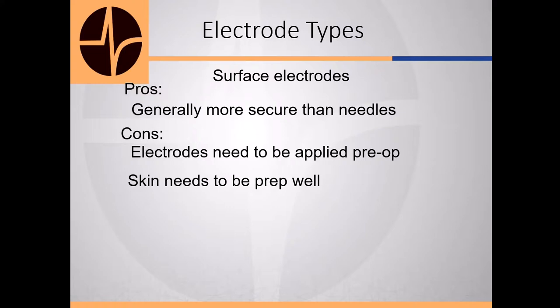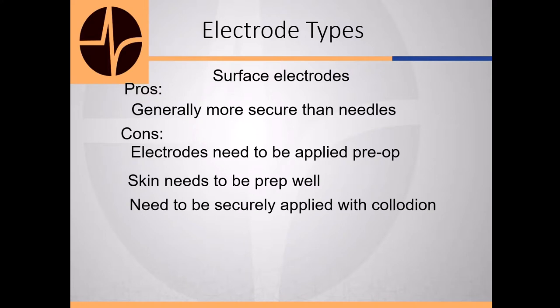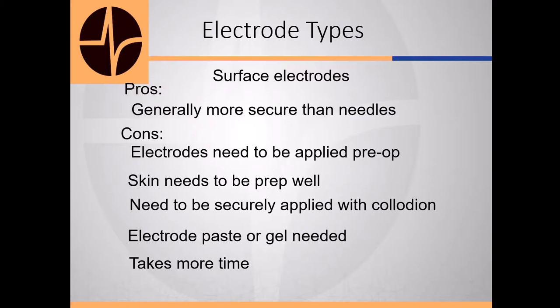You need to prep the skin well. And that's not an alcohol wipe. That is taking like NuPrep or Lemon Prep, one of those, and actually cleaning the area to lower the impedance. Needs to be securely applied with collodion, and generally with then a gauze square soaked in collodion placed over top of that so they stay secure. And they need to have electrode paste or gel added underneath the electrode so that they can conduct. It takes more time, that extra 30 minutes, and it's messy.